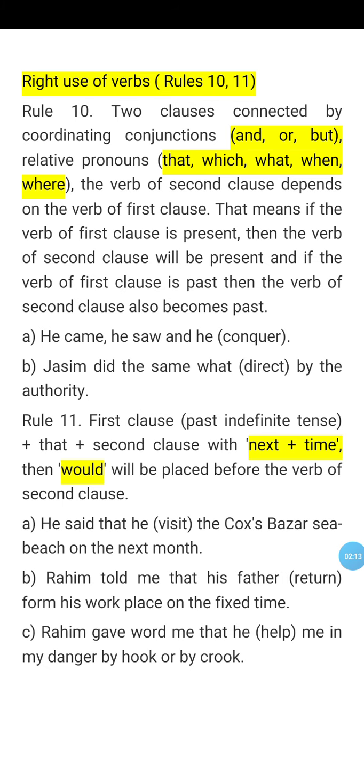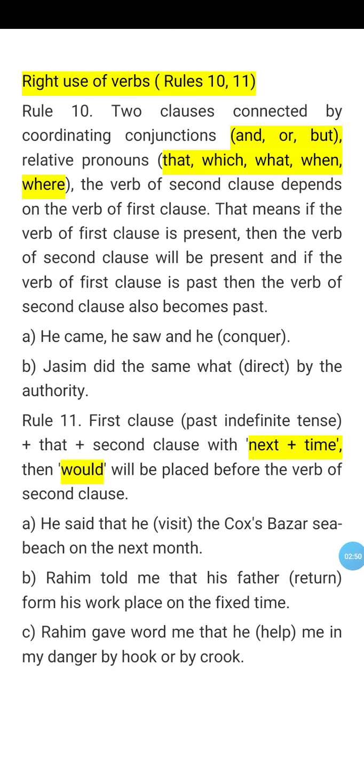Rule 11. If we find the first clause in past indefinite tense plus that plus the second clause with next plus time, then would will be placed before the verb of the second clause. That means if you find the first clause in past indefinite tense and the other clause with next plus time connected with that, then you have to use would before the verb of the second clause.